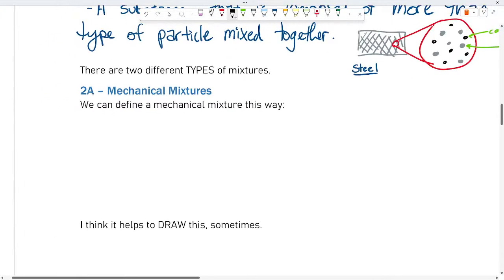So one type of mixture is what we call a mechanical mixture. And that is, I'm going to give you two definitions. First, the technical one. This is a mixture with more than one phase.